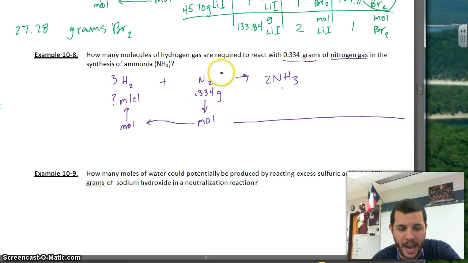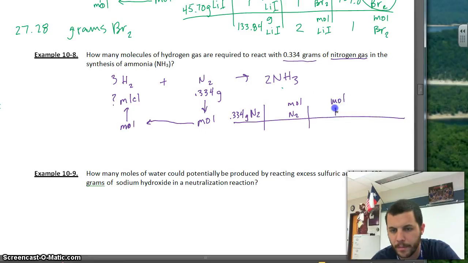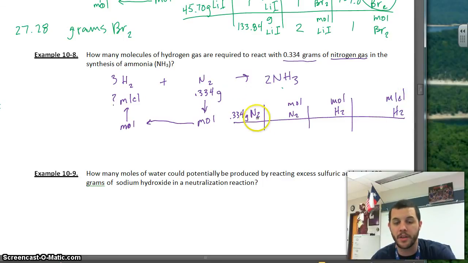Okay, so now I need to make my T-chart, and I'm just going to use my mole road as a template for how I need to fill in my blanks. So first I've got 0.334 grams of N2. Okay, I'm going to go then to moles of N2. Then I'm going to go from moles of N2 to moles of H2. From moles of H2, I'm going to end up at molecules of H2. Okay, so now let's bring everything down. Grams of N2, moles of N2, moles of H2.